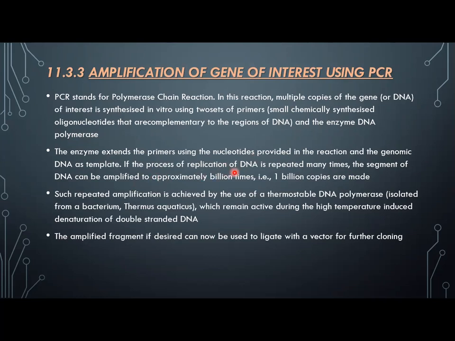If the process of replication of DNA is repeated many times, the segment of DNA can be amplified to approximately a billion times, that is, 1 billion copies are made. Such repeated amplification is achieved by the use of thermostable DNA polymerase isolated from a bacterium known as Thermus aquaticus, which remains active during the high temperature induced denaturation of double-stranded DNA. The amplified fragment, if desired, can now be used to ligate with a vector for further cloning.